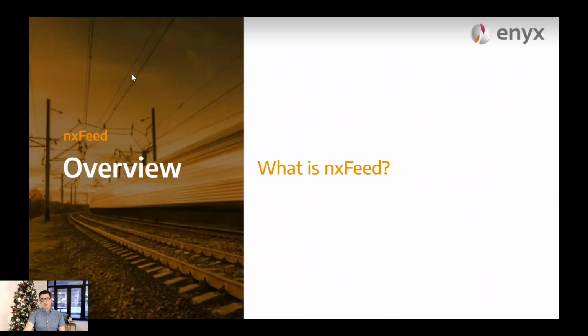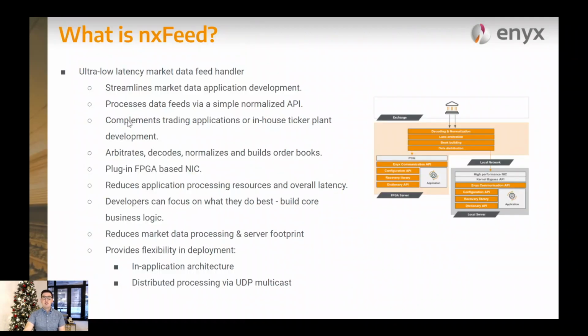So what is nxFeed? nxFeed is an FPGA-based NIC that you can insert in pretty much any server to take care of the whole market data processing. The whole idea is to make sure that you can use an FPGA to crunch the market data and not have a CPU do that, but also make sure that your development teams don't have to deal with market data protocols and the numerous changes of those, and can really focus on what matters for your business.